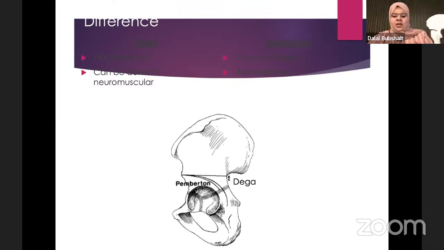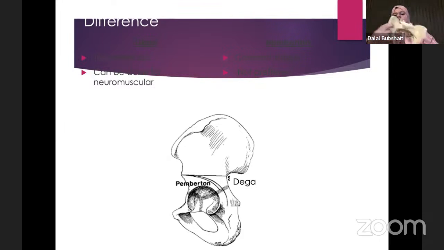For Dega osteotomy, you can see the line on the lateral side is similar on both sides, but it goes in without cutting the medial border of the acetabulum. And the graft is usually put on the lateral side, and you can use it either anterolateral, lateral, or posterior if you want more coverage.